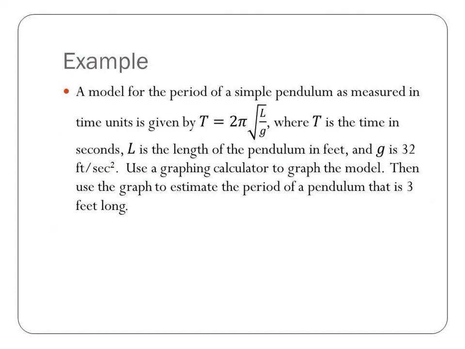Okay, so here we have the model for a period of a simple pendulum. T equals 2 pi times the square root of L over G, where T is the time in seconds, L is the length of the pendulum in feet, and G is 32 feet per second squared, which is our gravity.